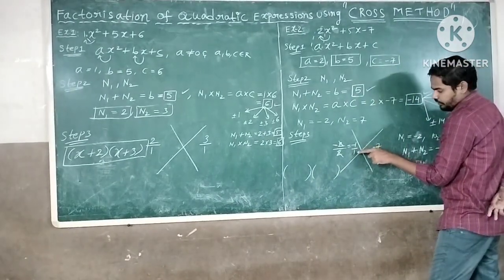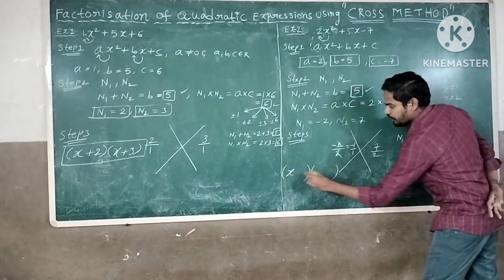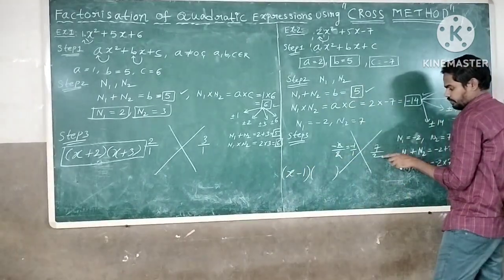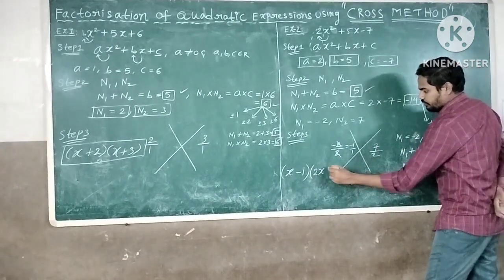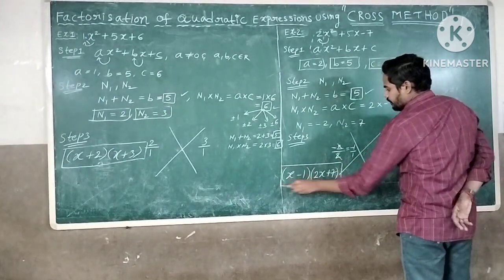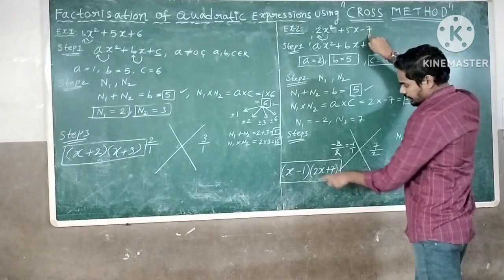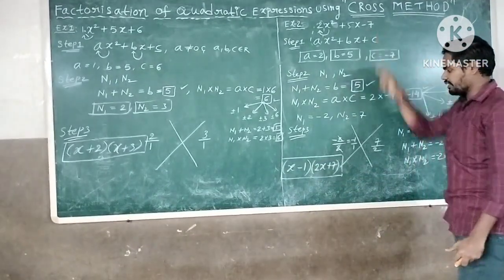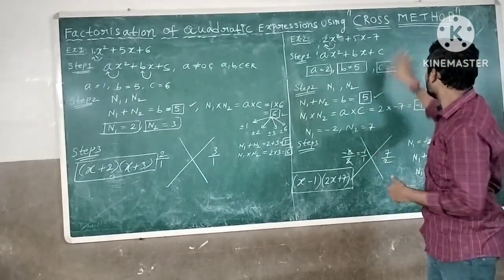Now write the factors. So observe the first fraction. Here the denominator is 1, multiply with x. Add the numerator. So x minus 1. Here the denominator is 2, multiply with x, 2x. Add the numerator plus 7. Therefore, the factors of 2x square plus 5x minus 7 are x minus 1 and 2x plus 7. So like this you can solve a number of problems using the cross method.